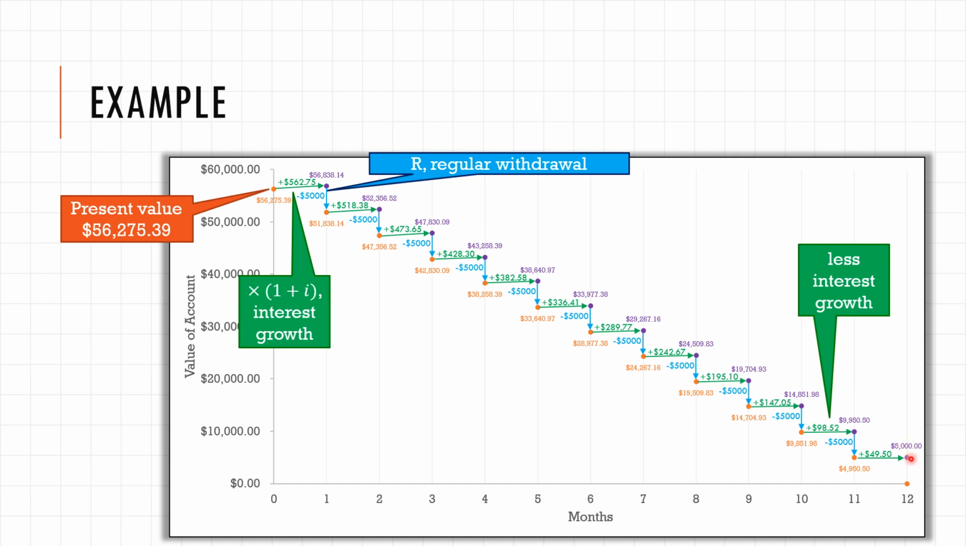Until finally, our 11th withdrawal leaves us with exactly $4,950.50. When it grows with interest, it gets us $5,000, and that is our last withdrawal, which takes us to 0. So that's present value of annuities in a diagram.